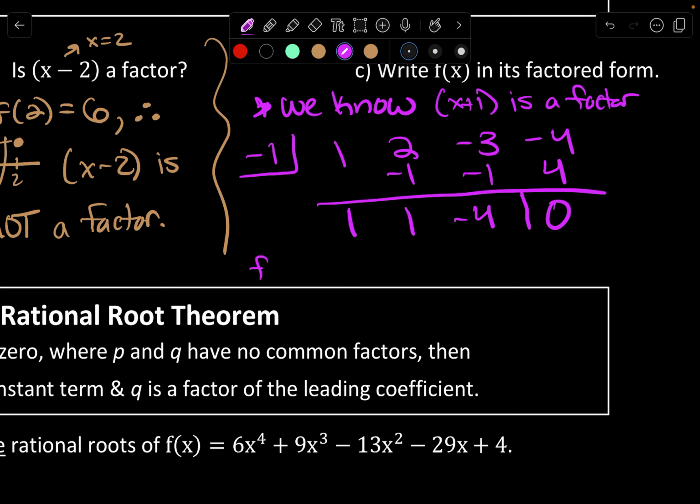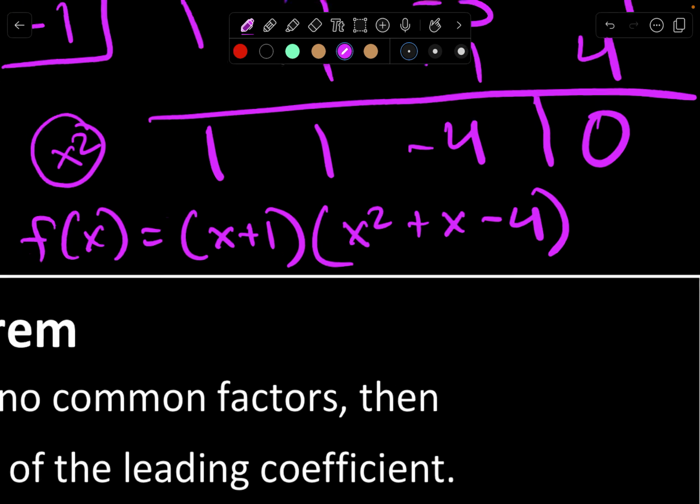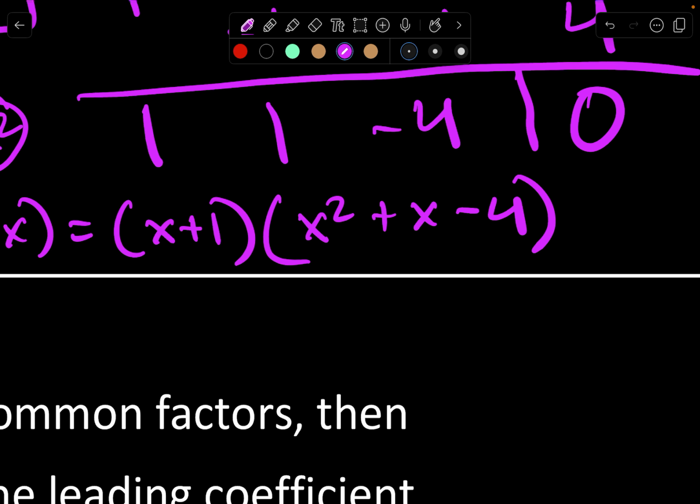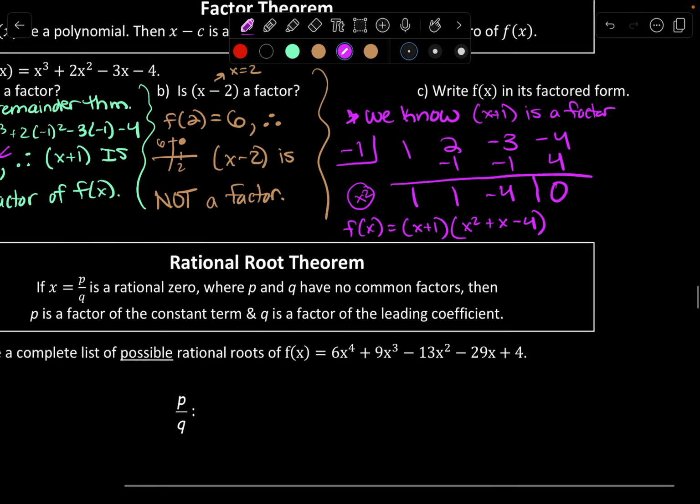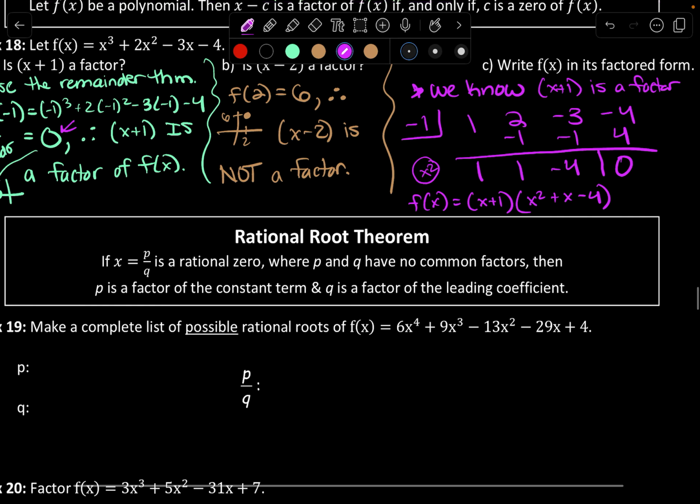Okay, so that means we have f of x. We already know x plus 1 is a factor. And then with synthetic division, the original function was x cubed, so this one will be x squared down here. So we have x squared plus x minus 4. And this is not factorable. These solutions are, I can't remember, they are either irrational or complex. But if we were to graph it, we could find it. But you would have to use something to find those.